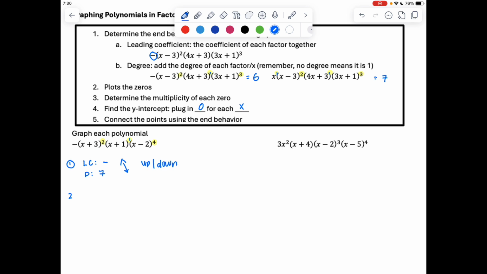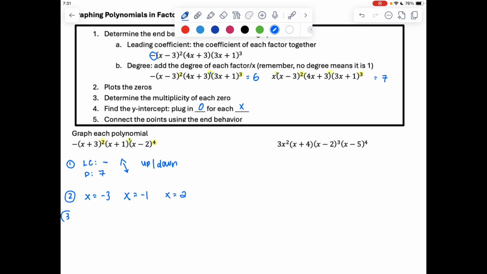Second thing we're going to do is we're going to find our zeros. That's what we did yesterday, where we said we look in each set of parentheses and say, what do we get when we solve for x? So if we have x plus 3 equals 0, we subtract 3 to the other side, and x equals negative 3. We'd also have x equals negative 1, and x equals positive 2.